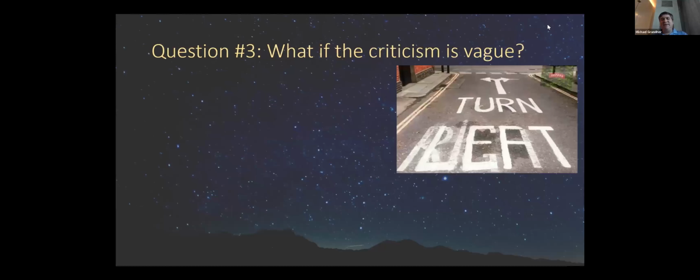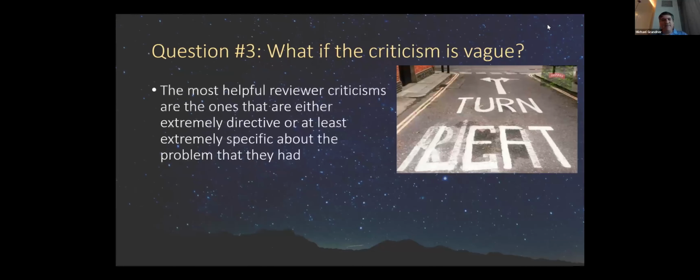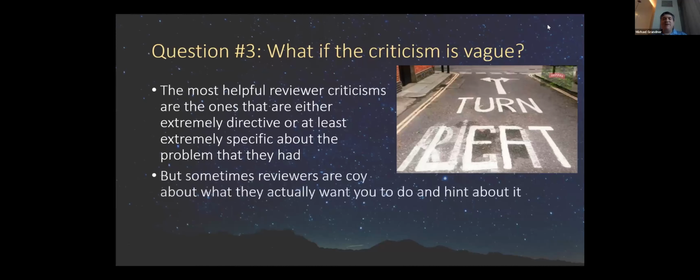Okay, question number 3. What if the criticism is vague? The most helpful reviewer criticisms are the ones that are either extremely directive or at least extremely specific about the problem that they had. But sometimes reviewers are coy about what they actually want you to do, and they hint about it, but they don't actually tell you. This is frustrating, but common.